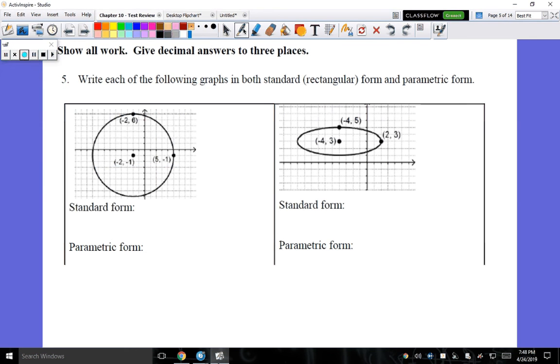Okay, so let's look at number 5. It says, write each of the following graphs in both standard rectangular form and parametric form. Okay, so let's look at the first shape.